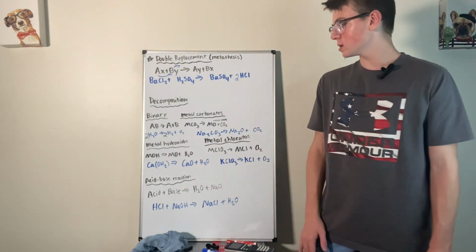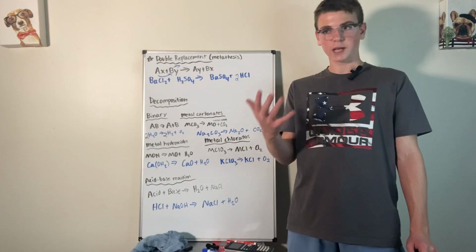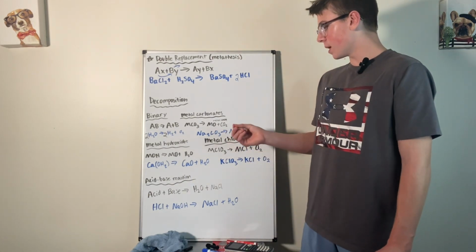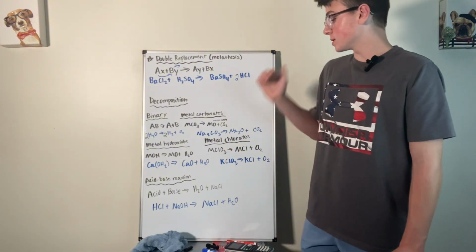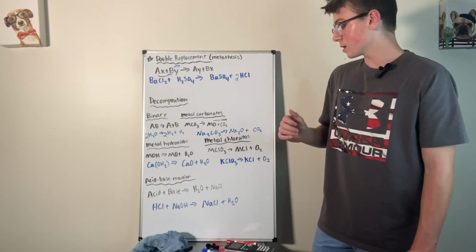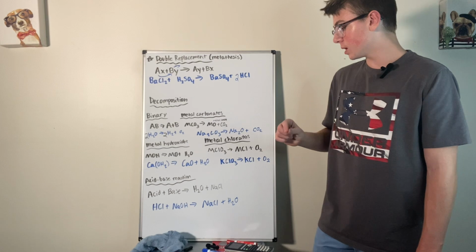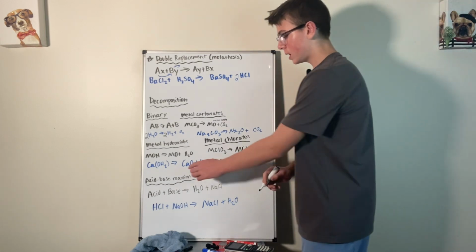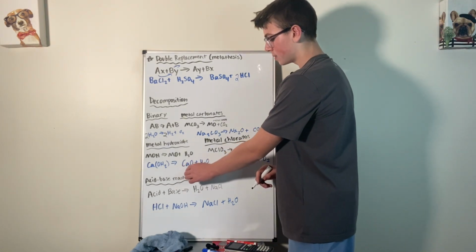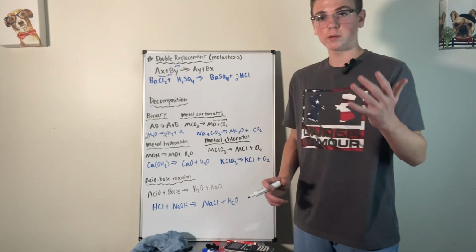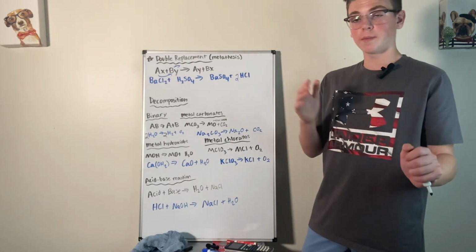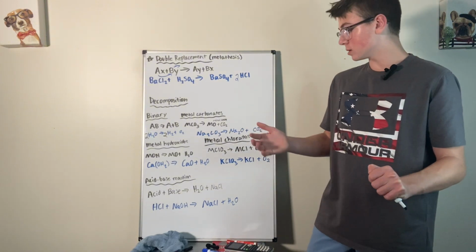Metal hydroxides, we're going to have metal hydroxide, of course, yielding metal oxide plus H2O. So our example is calcium hydroxide yielding CaO plus H2O. So here, calcium is our metal, and then we have calcium oxide plus water. So this time, you're yielding a metal oxide and H2O.